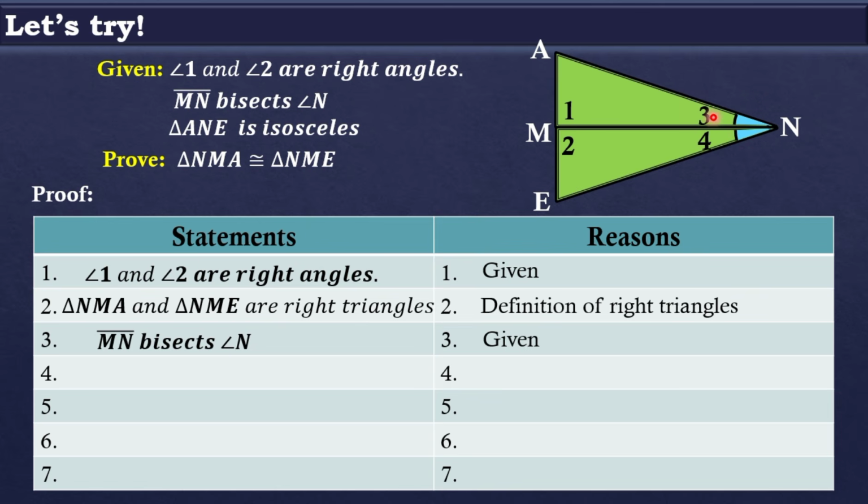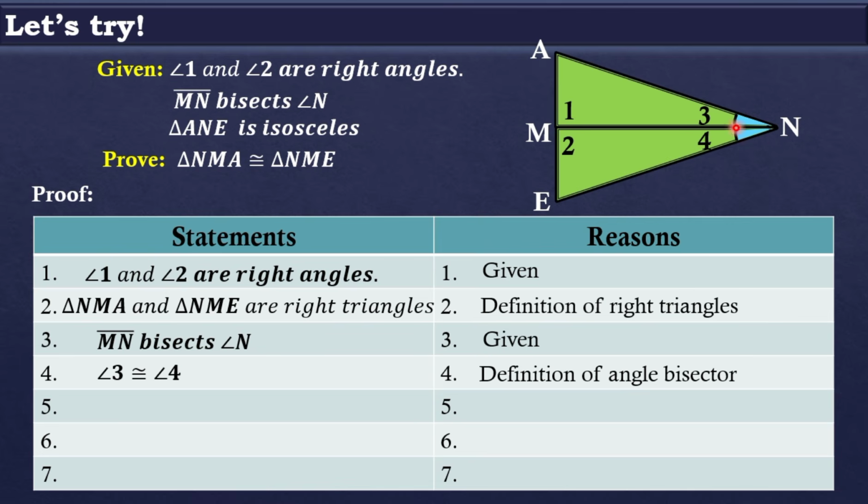So, kung hinati niya si angle N, therefore, we have this. Okay? Angle 3 is congruent to angle 4. Ulitin ko, si side MN, binisect niya. Pag sinabi nga pong bisect, hinahati niya into 2 congruent parts. Hinati niya raw si angle N. So, ibig sabihin, that will become your fourth statement, that angle 3 is congruent to angle 4. So, that is the definition of angle bisector. So, hindi siya perpendicular bisector ha, kasi angle po ang hinati niya.